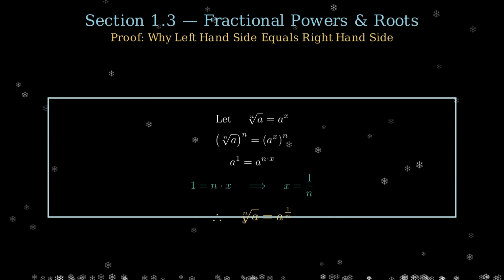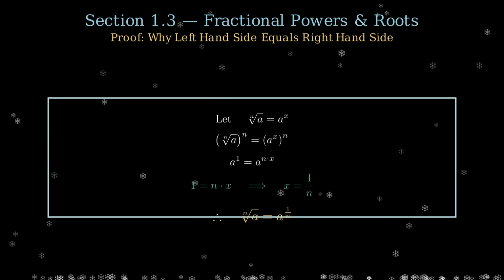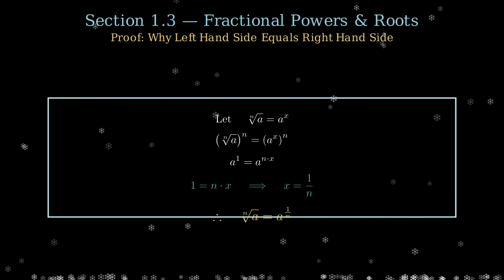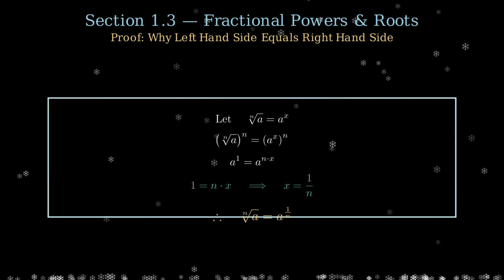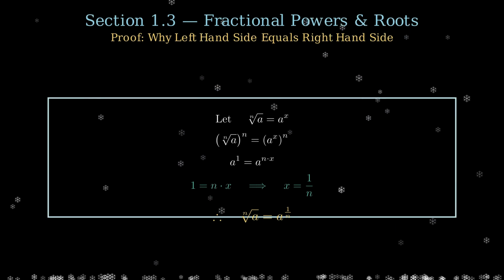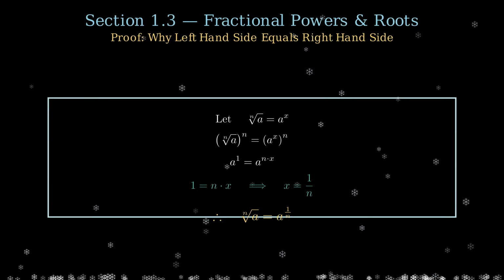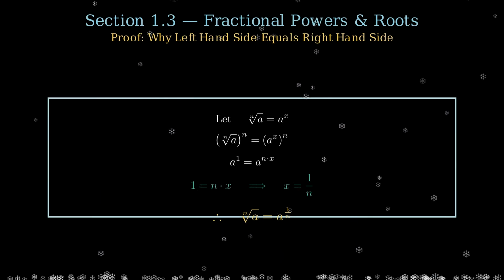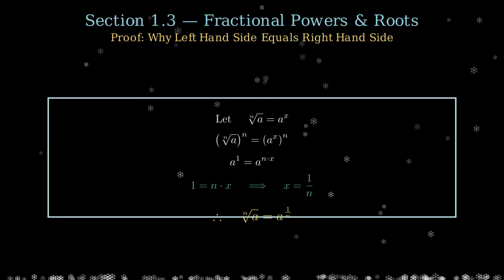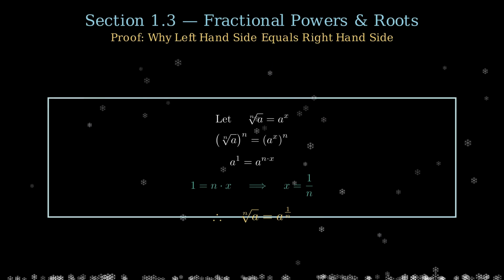Since the bases are identical, their exponents must be equal. Therefore, 1 equals n times x. Dividing both sides by n, we find that x must equal 1 over n. This perfectly proves that the nth root of a is exactly equal to a to the 1 over n power.